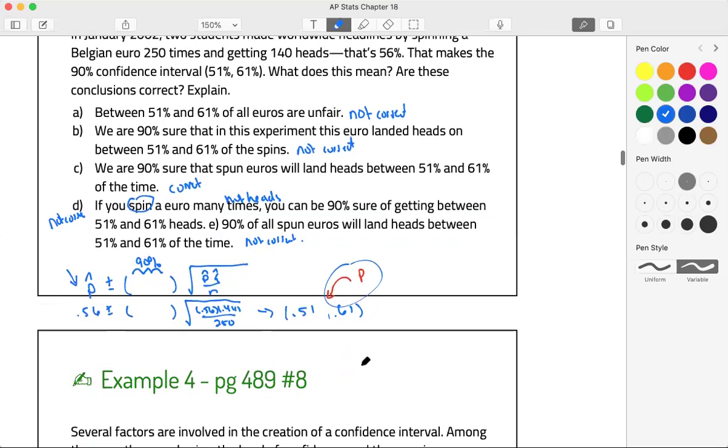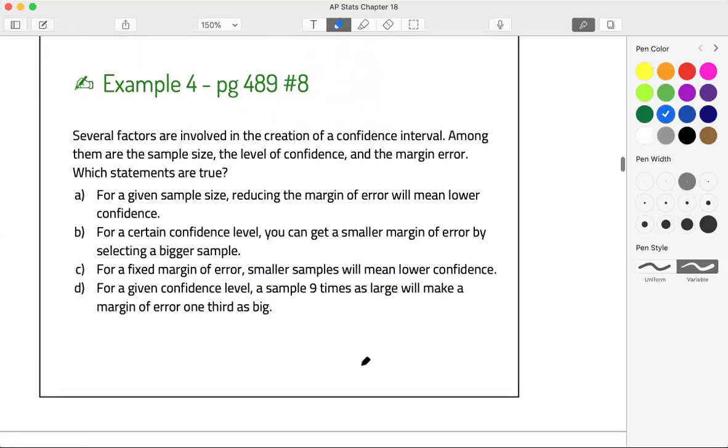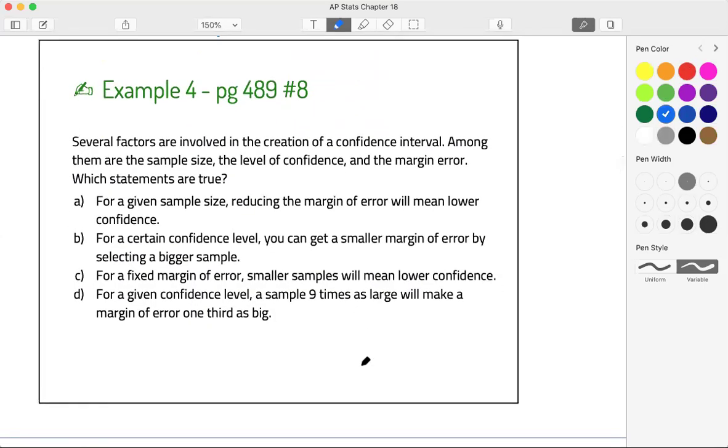All right, and our last example for today's video. Several factors are involved in the creation of a confidence interval. Among them are the sample size, the level of confidence, and the margin of error. Which statements are true? For a given sample size, reducing the margin of error will mean a lower confidence. So A is true. The smaller the margin of error is, the less confident we have in our ability for our interval to catch the population proportion.